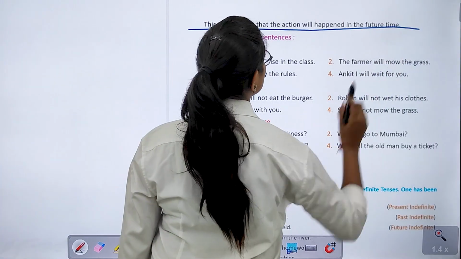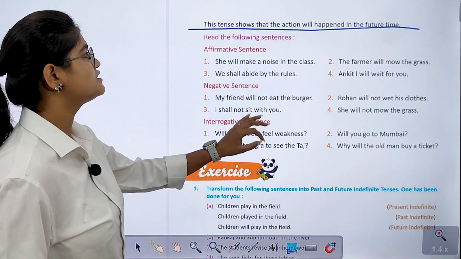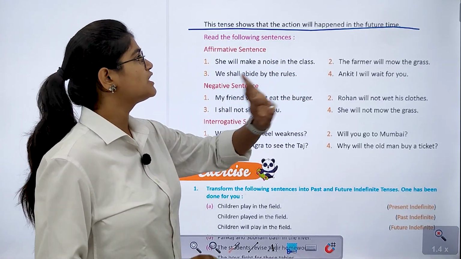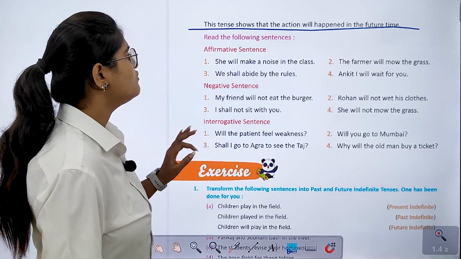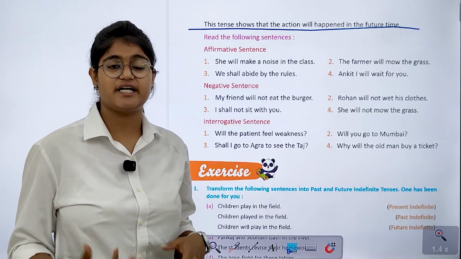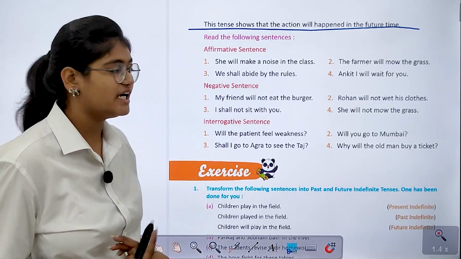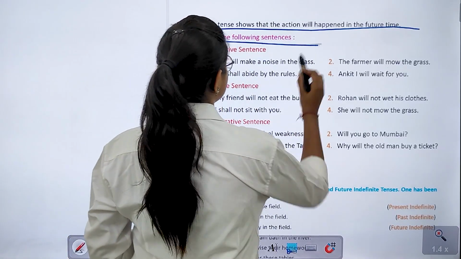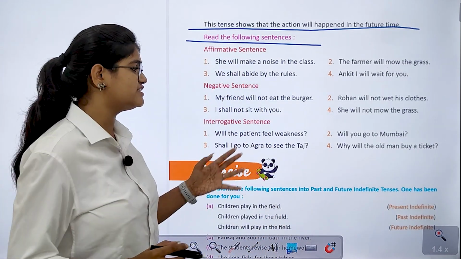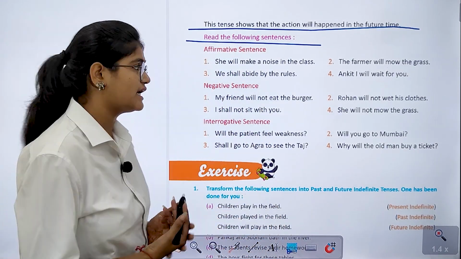So this tense shows that the action will happen in the future time. That is, whatever action it is will be done in future time, meaning in the coming time. So read the following sentences. Now let's quickly read all these sentences and find out.